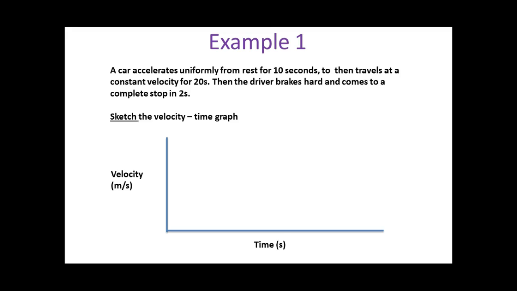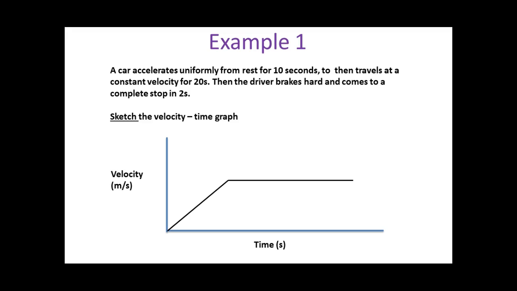So for the first part of the journey, the car accelerates uniformly, so we know we're not going to have any curves in the line, and for 10 seconds. So obviously there's no scale there, so we've just guessed that that's about 10 seconds. So you can see from this part that you could calculate a gradient for this, and if you had enough information, you could work out what the acceleration was. For the second part of the graph, it said it then travels at a constant velocity for 20 seconds. So this means that as time is moving on, velocity is staying the same. So we can put a line something like this in.